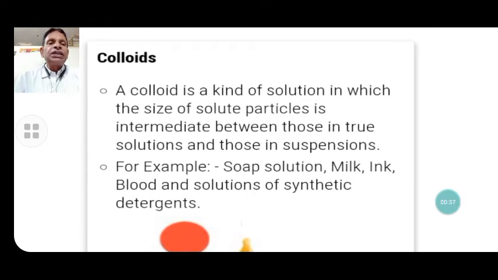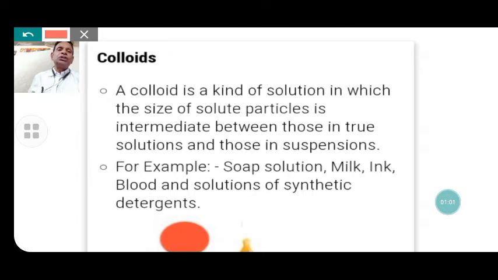A colloid is a kind of solution in which the size of solid particles is intermediate between those in a true solution and those of a suspension. Colloid is found between the true solution and suspension. The size of its particles lies between the size of particles of a true solution and a suspension.